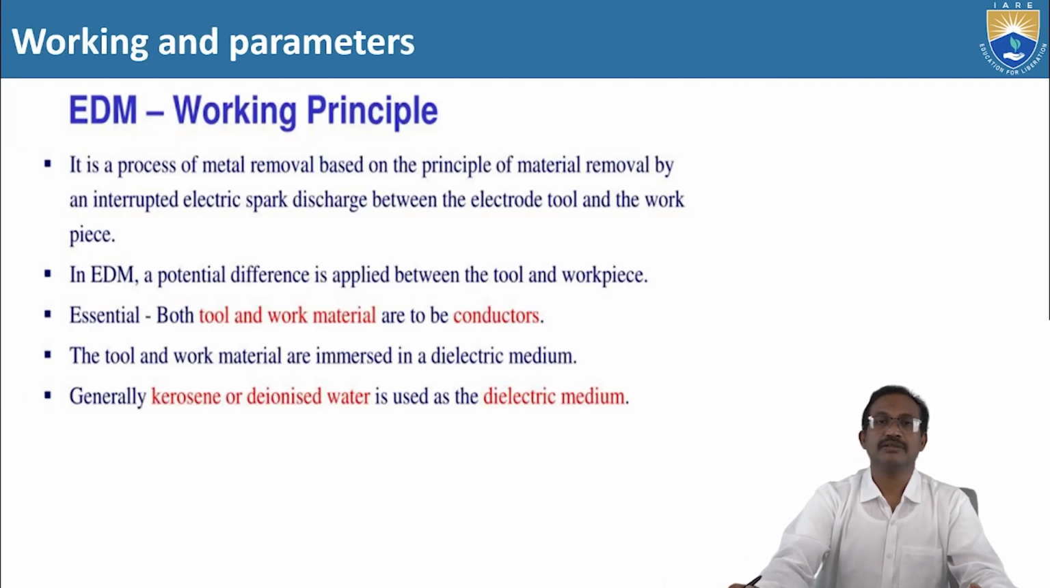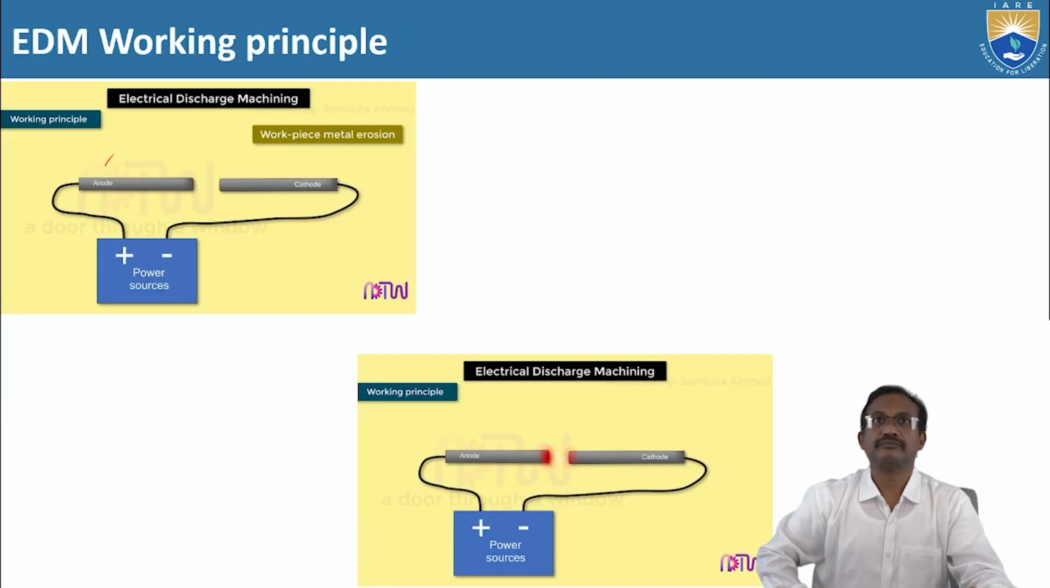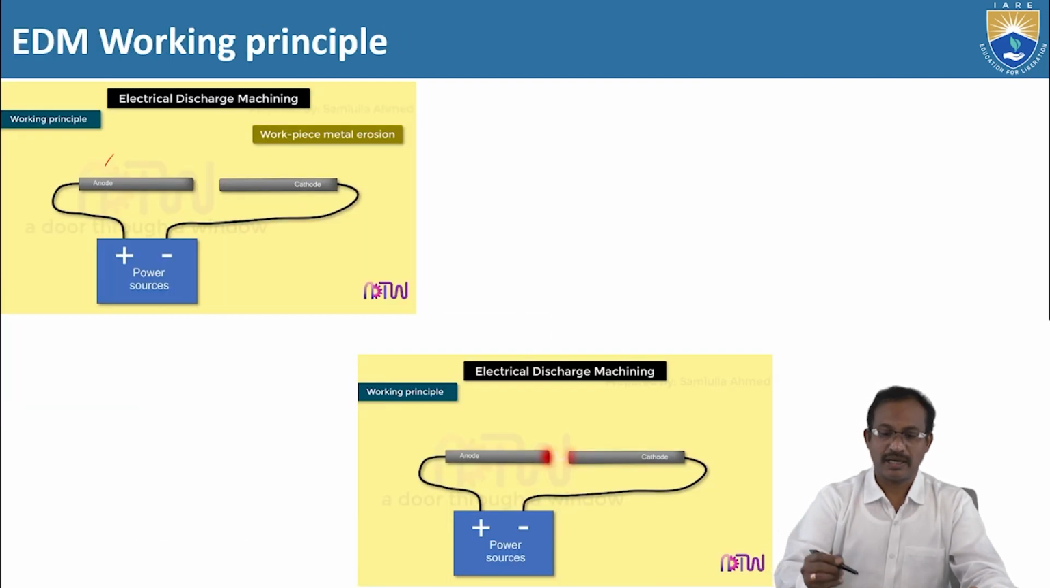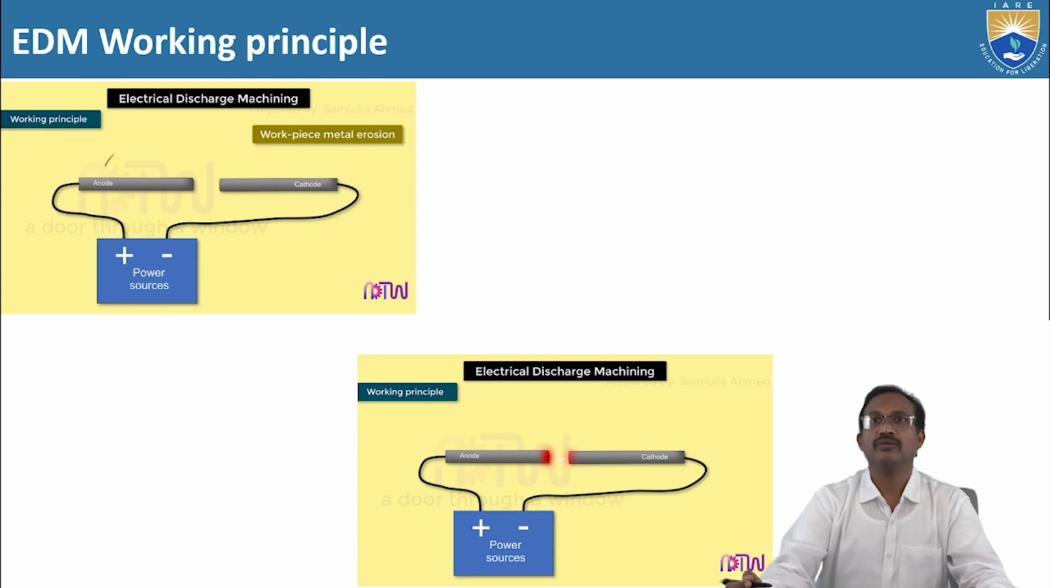Now the working and a few parameters under the working principle. It is a process of metal removal based on the principle of material removal by an interrupted electric spark discharge between the electrode tool and the workpiece.